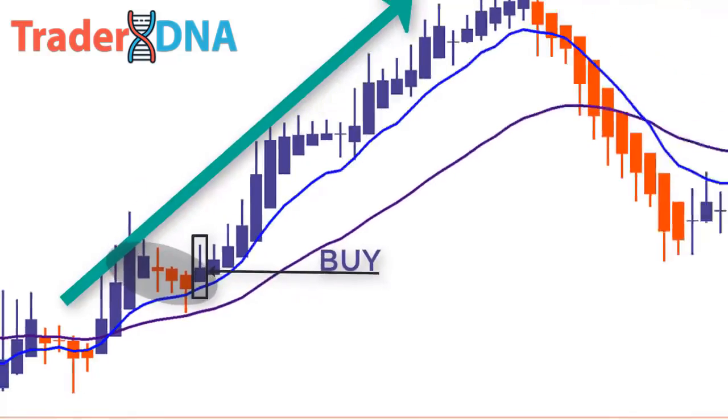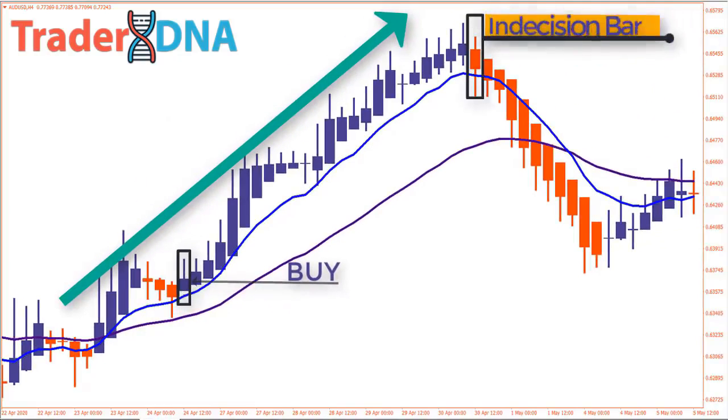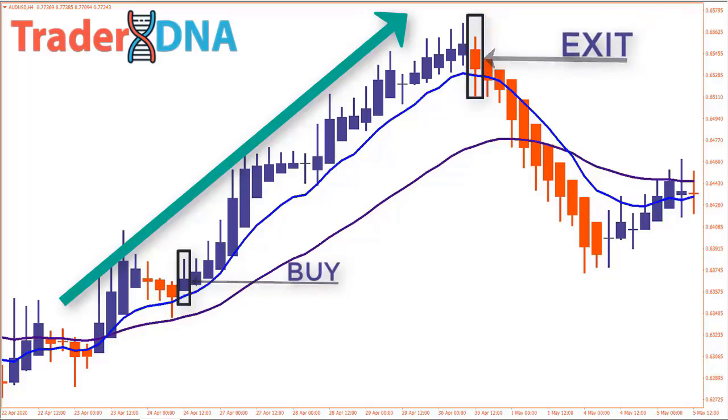Price did go up further before an indecision Heiken Ashi bar is formed. Immediately after the first indecision Heiken Ashi bar is formed, the next bar after that is a bearish Heiken Ashi bar. That's the signal to exit out of the trade. And fortunately for us, price did eventually go much lower after we exited the trade.